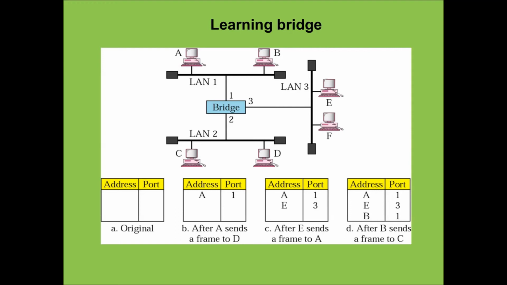There are four tables, table A, B, C, D. In table A, there is no entry in the original table because data is not being transmitted. In table B, you can see after A sends a frame to D, the address of A will be learned by the bridge. In table C, when E sends a frame to A, the address of E will be learned, and in table D, when B sends a frame to C, the address of B will be learned. So in this form, the addresses of A, E and B will be learned by the bridge, and the bridge will put these MAC addresses or physical addresses in its MAC table.